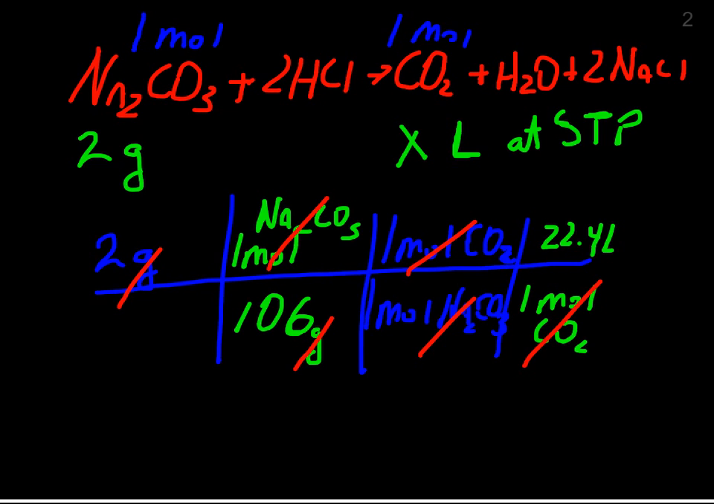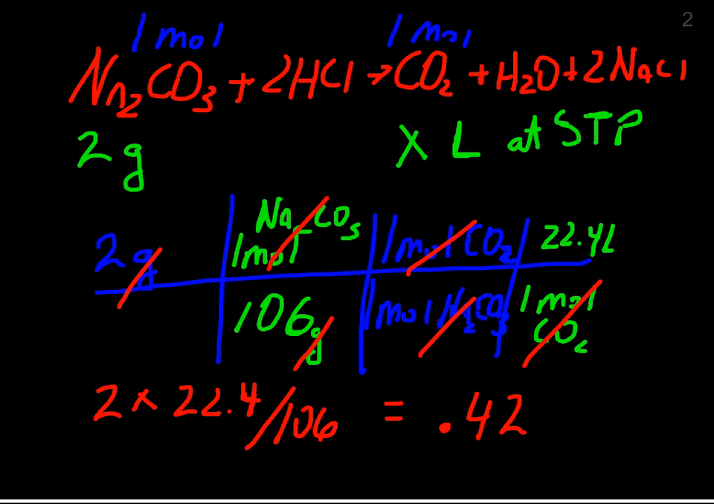I'm taking my calculator now and I'm going 2 times 22.4 divided by 106. Your calculator can handle that as long as you just input it. It's commutative, it doesn't matter which order you do it. 22.4 times 2, and I better be sure to divide by 106. I ended up with 0.42 liters.